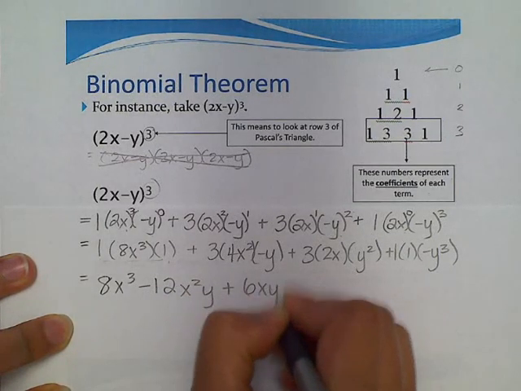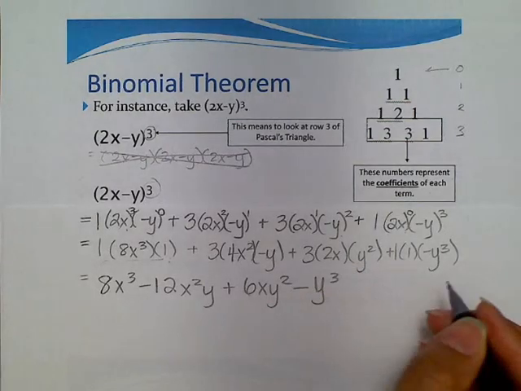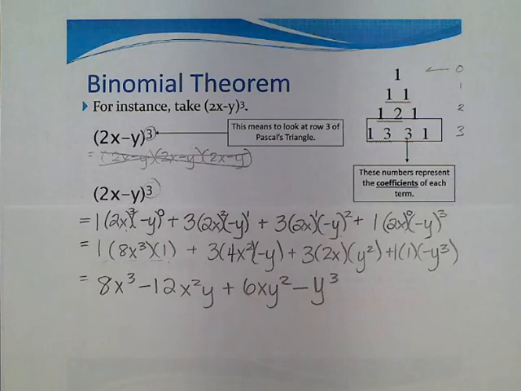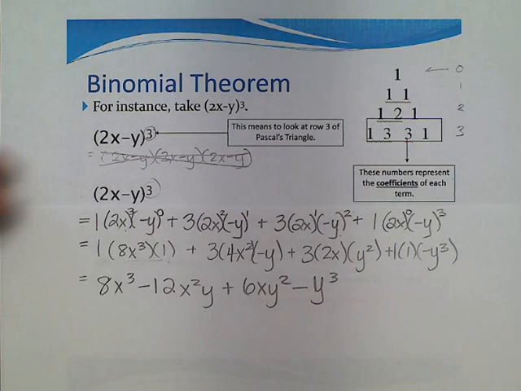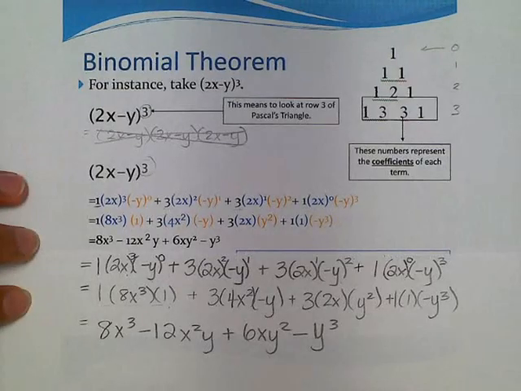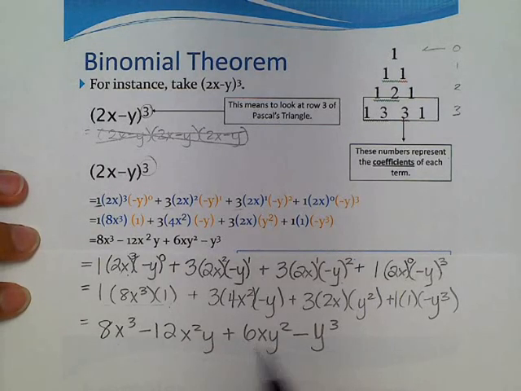Positive 6xy squared, and then minus y cubed. Okay, so there's the binomial expanded using the binomial theorem instead of applying the distributive property over and over again. This is how you would apply the binomial theorem. And the answer is there as well, so we can just check our work: positive 8x cubed minus 12x squared y plus 6xy squared and then minus y cubed.